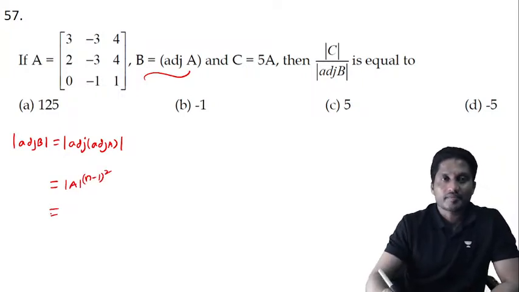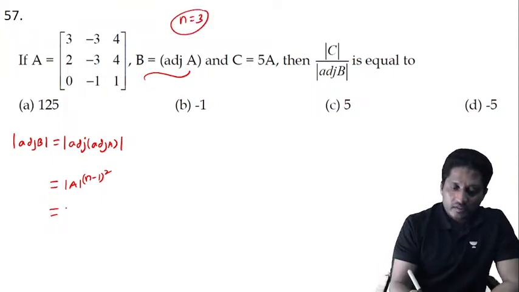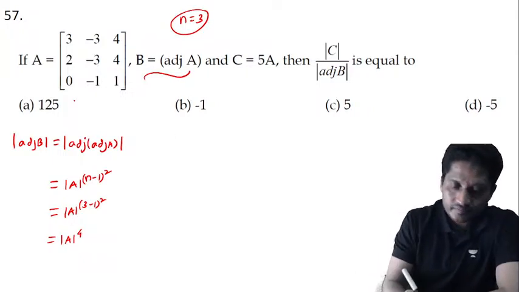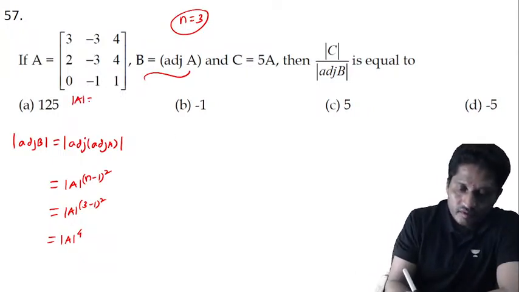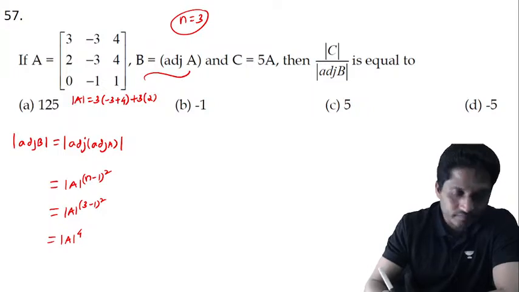N stands for order of the matrix, right? N is equal to 3 because it's 3 by 3 matrix. This is determinant A power 3 minus 1 the whole square. This is determinant A power 4. Right, now I'll find the value of determinant A. Determinant A is equal to 3 into delete first row, first column, you get minus 3 plus 4. Plus 3 into delete first row, second column, you will get 2. Right, and delete first row, last column.